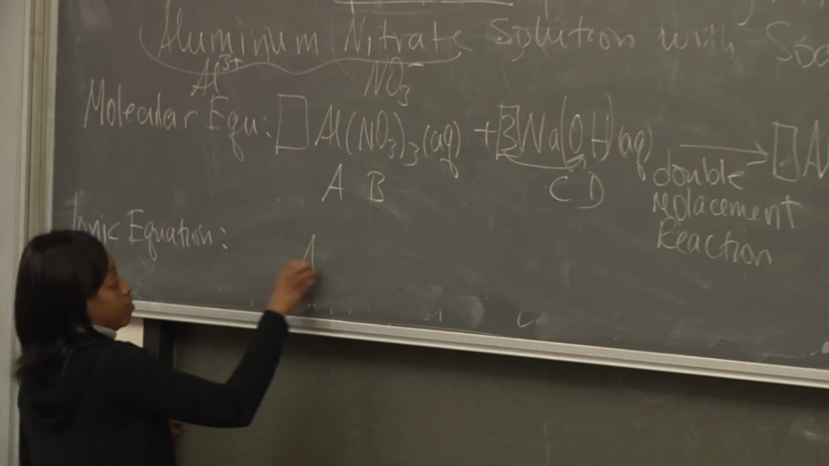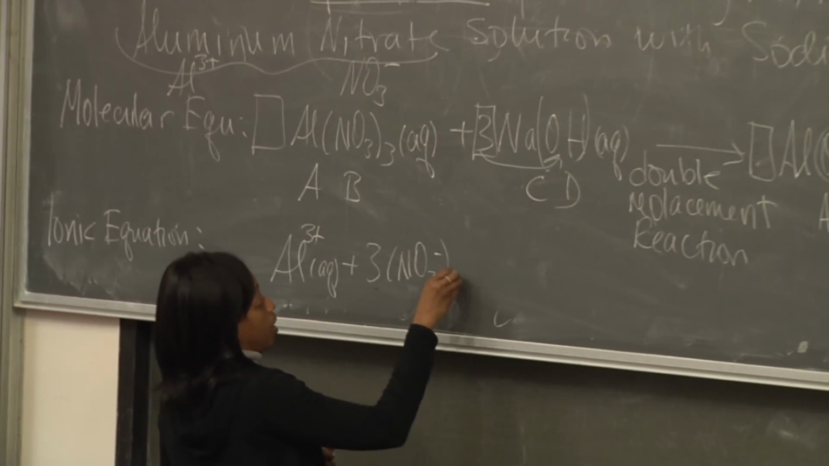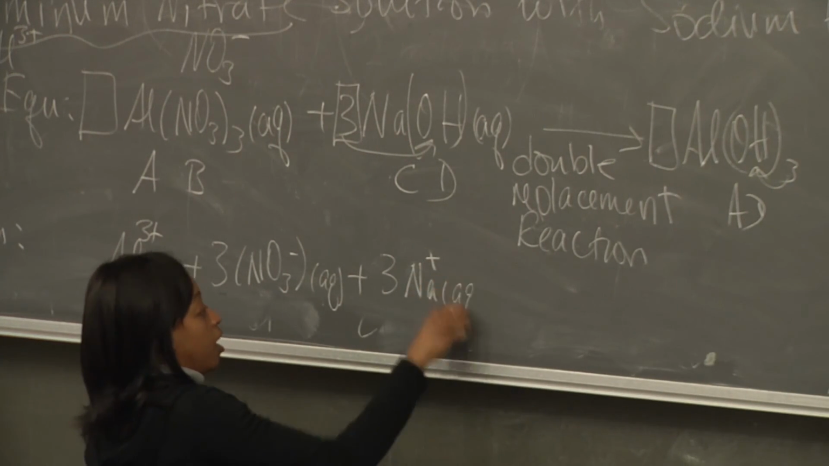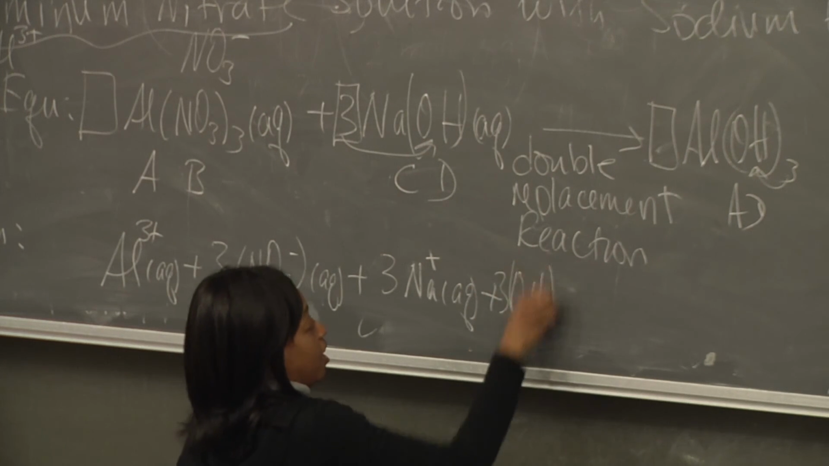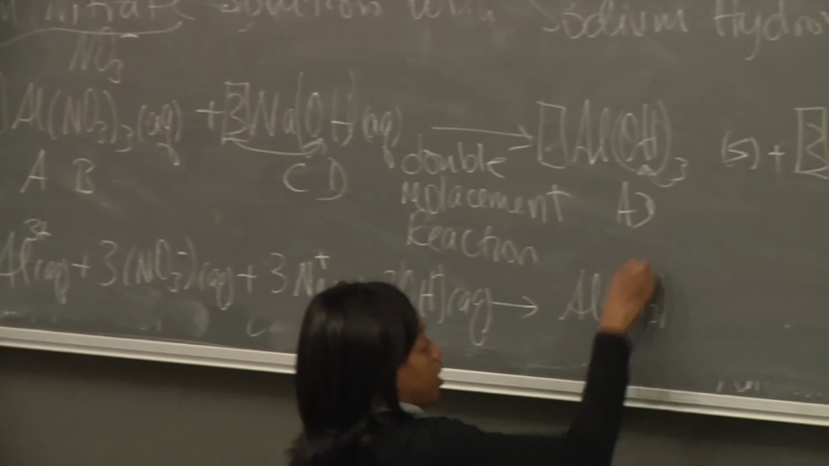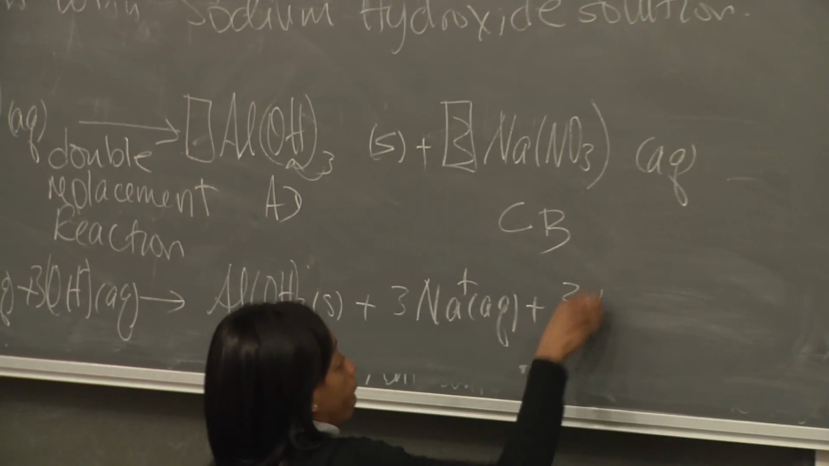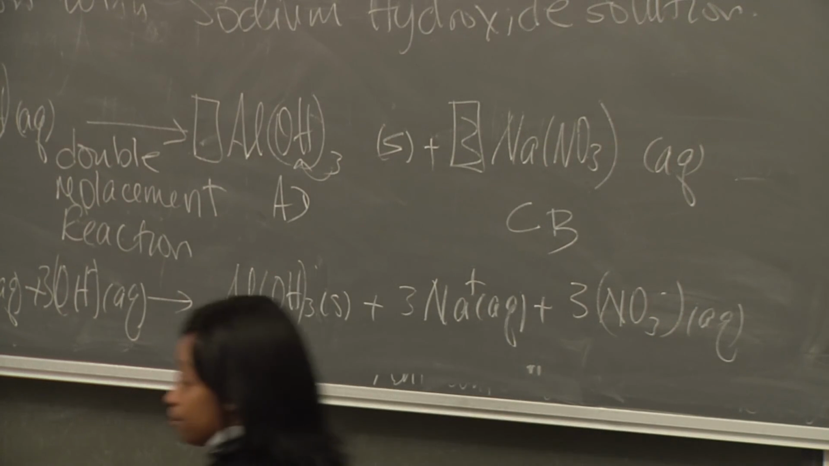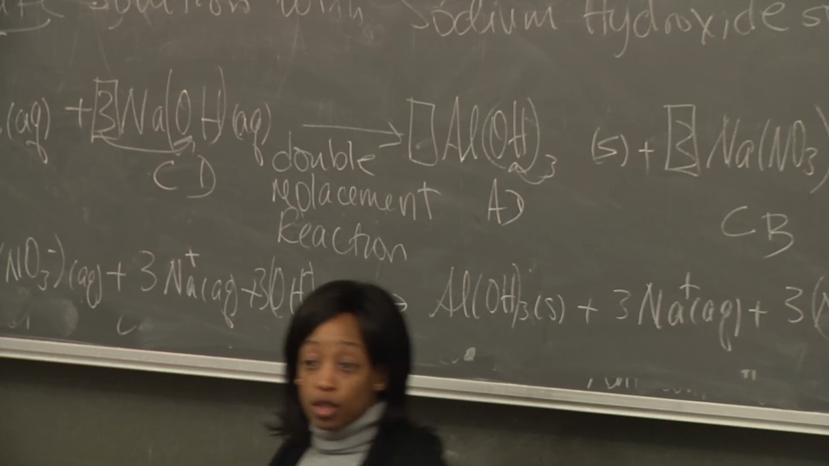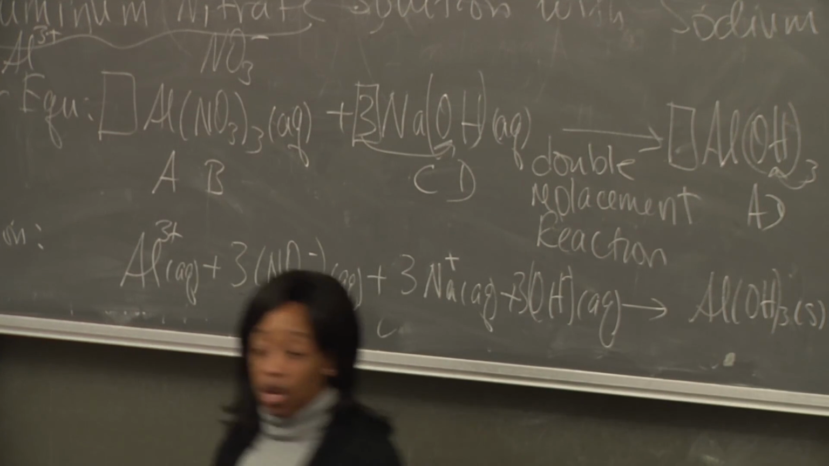Al3+ and NO3-. Keep going. 3 Na+. Oh, I'm sorry, there's 3 Na+. Al(OH)3, solid. Plus 3 Na+. Plus 3 NO3-. Like that? So basically the gist of it is that things that were aqueous will dissociate in solution, forming their respective cations and anions. And the thing that precipitates out stays as a solid.